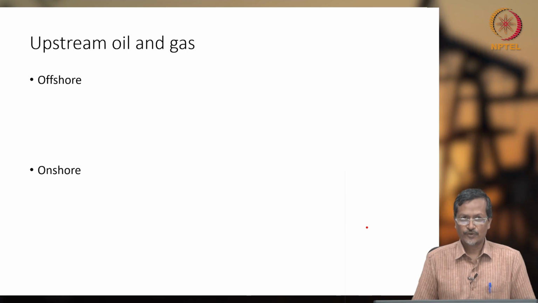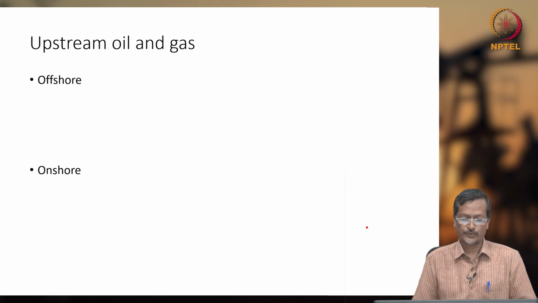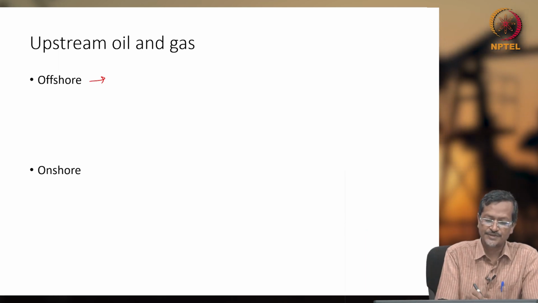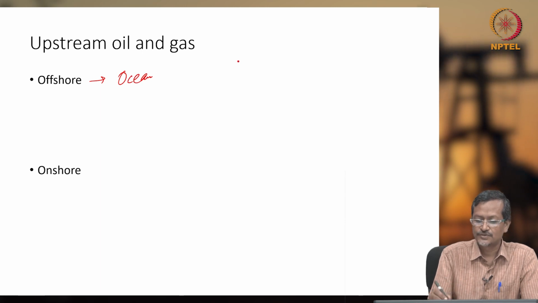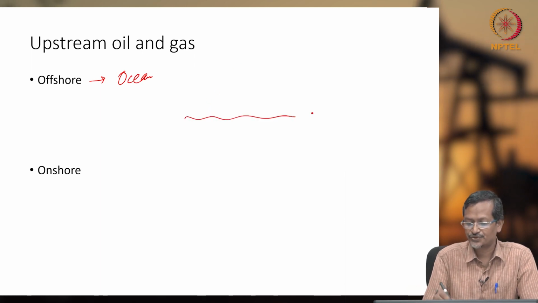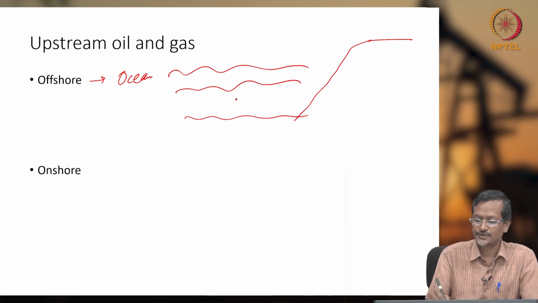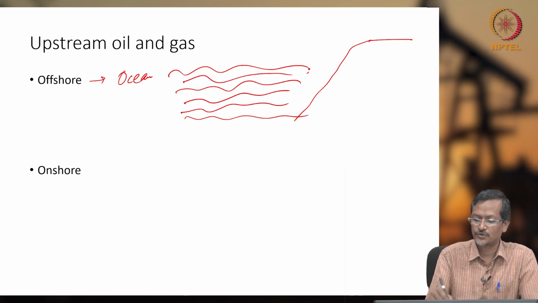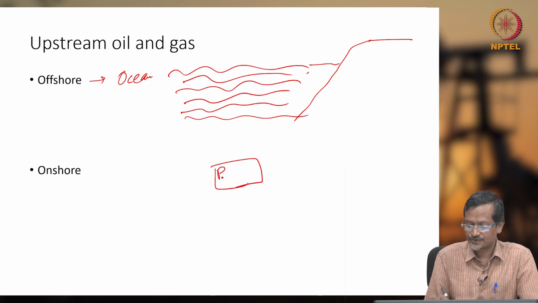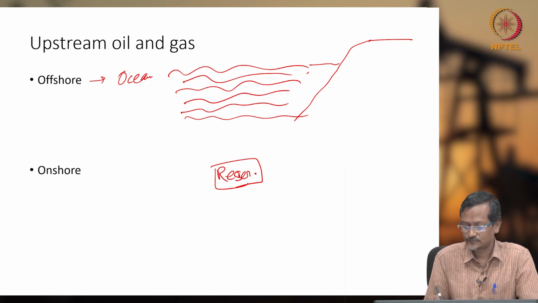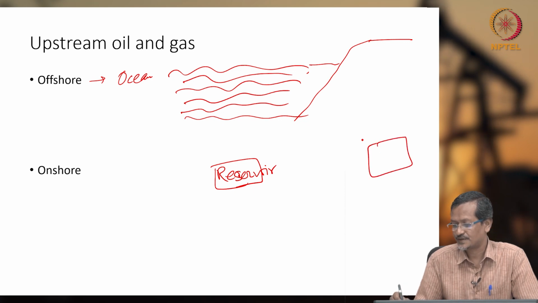So, when I am talking about upstream oil and gas, there are two types of wellbore, actually: offshore wellbore and onshore wellbore. When we talk about offshore, the term says it is related to the ocean. So, like say you have an ocean seabed and you have land, here lots of water is there, and you have an oil reservoir here. Sometimes you will have a reservoir here, say on the land area.